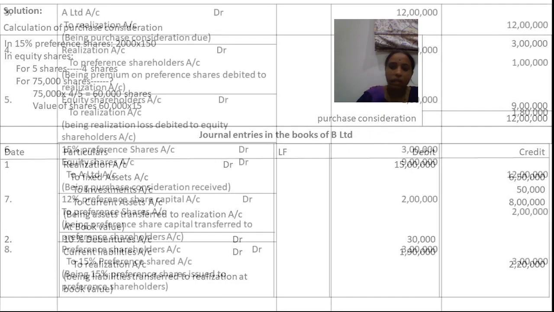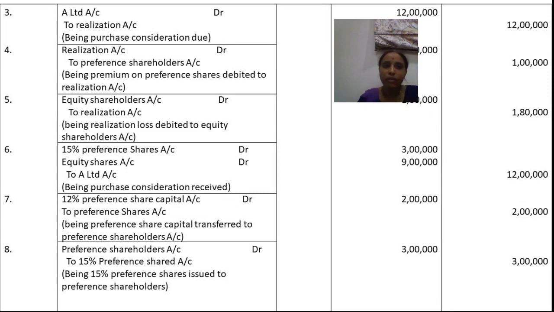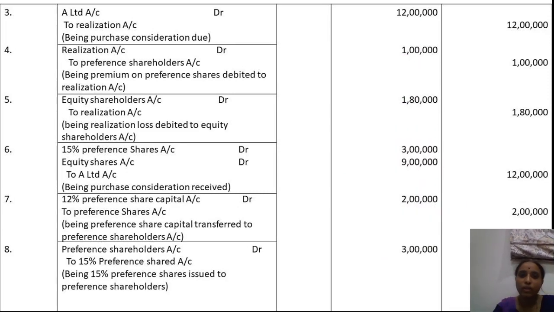Next entry to be passed is the purchase consideration. Purchase consideration due: A Company Limited account debtor 12 lakh to realization account 12 lakh. That is the purchase consideration due to A Company Limited, total preference shares as well as equity shares. Altogether it is 3 plus 9, it is 12 lakh.